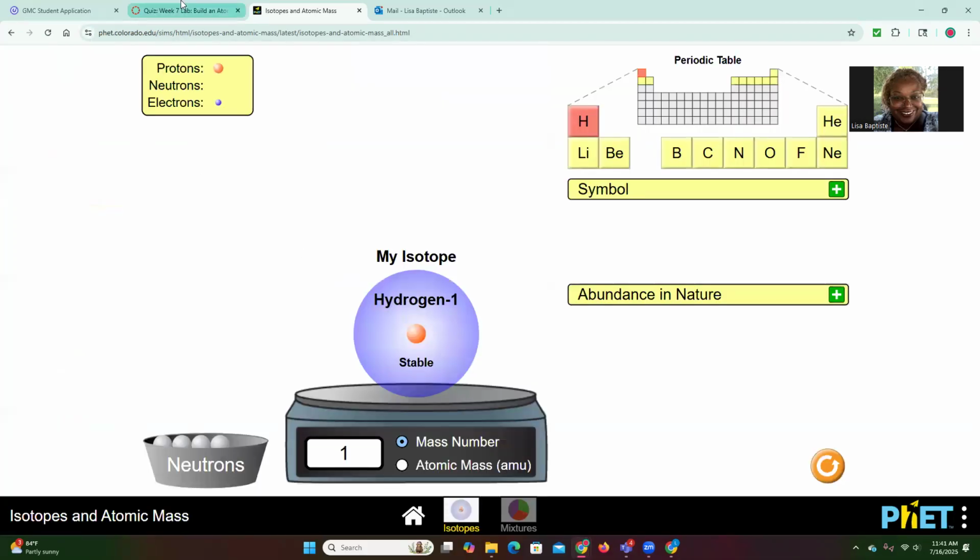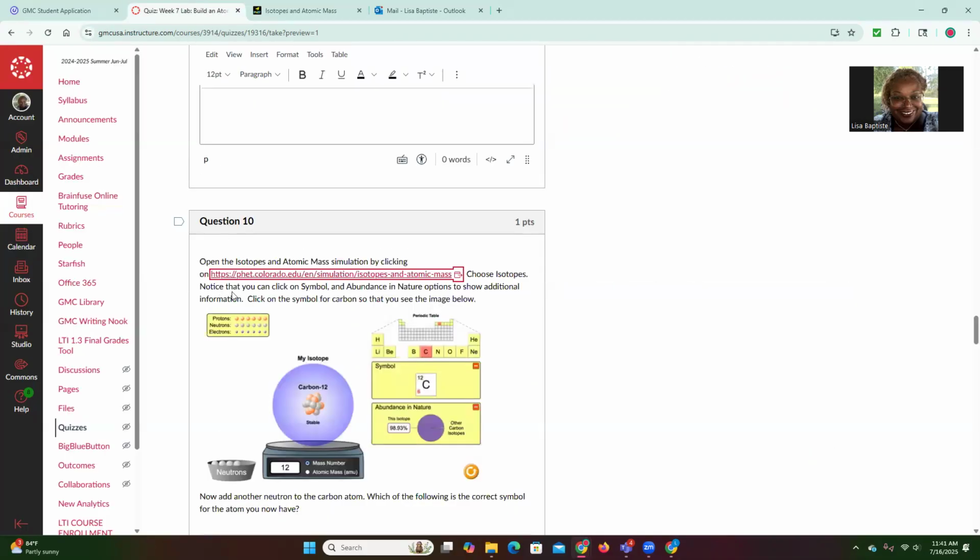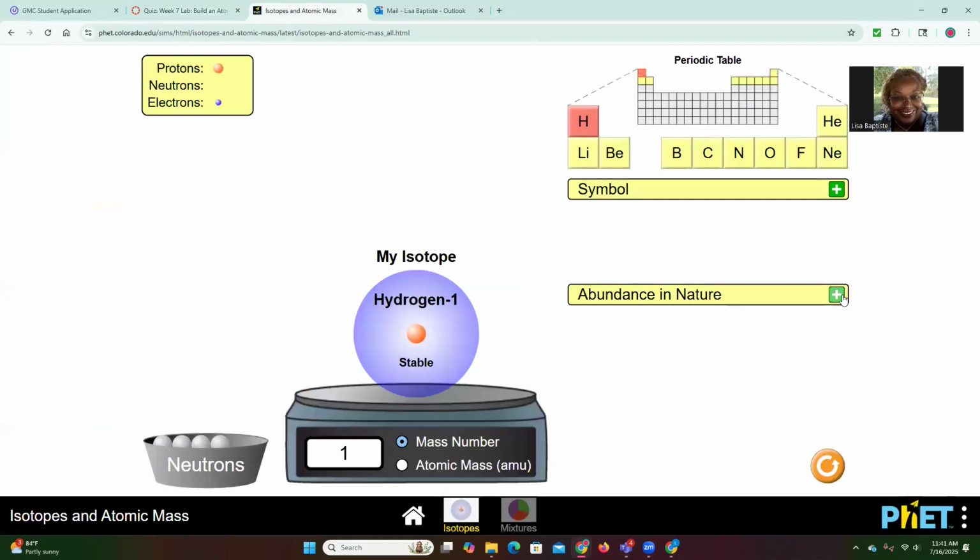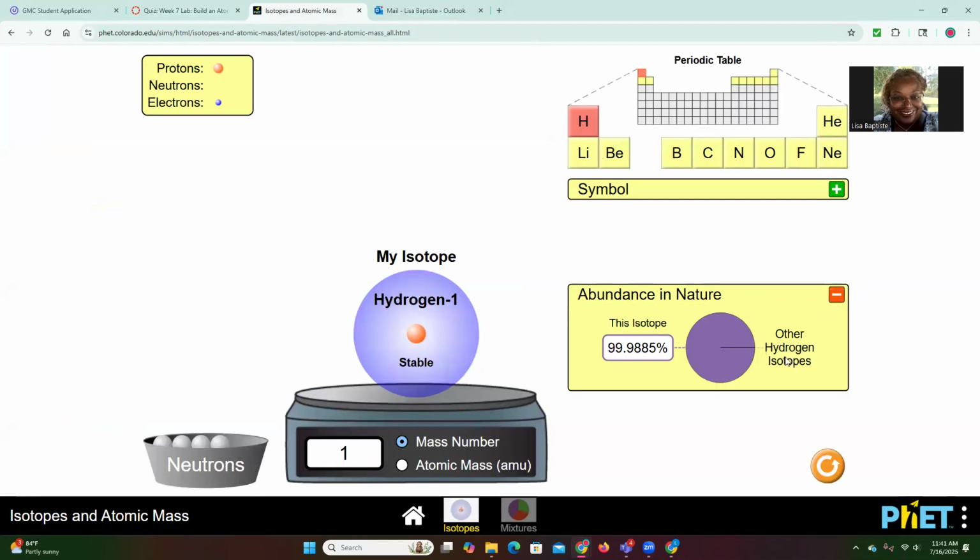We want to choose isotopes. Notice that when you click on the symbol and abundance in nature options, it shows additional information. So if we go here, we see abundance in nature and symbols. We have different options that are available to us.